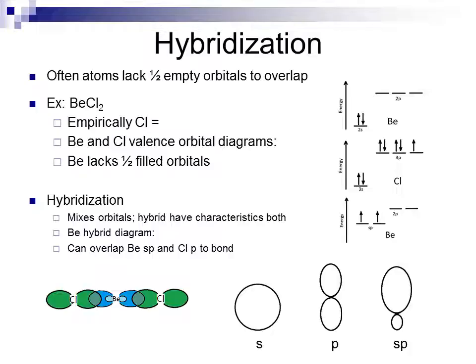way that it's drawn out, the little light blue represents the tail. Each one corresponds to the opposite darker blue lobe in the same way that you see the sp over on the right. So this overlap then creates a bond between beryllium and chlorine.